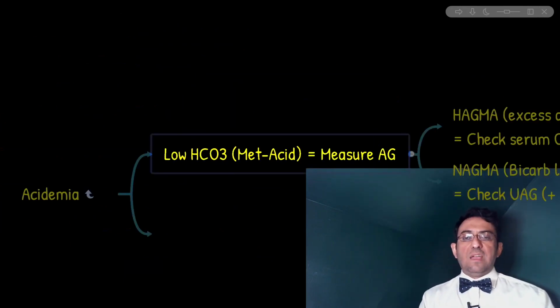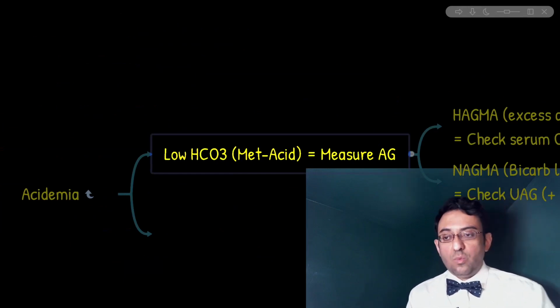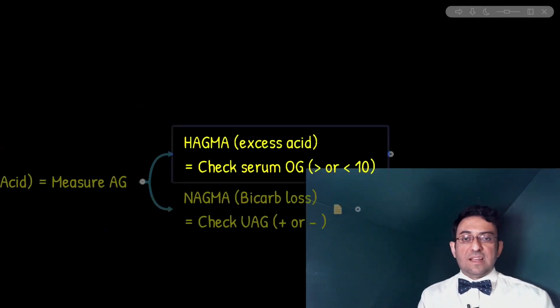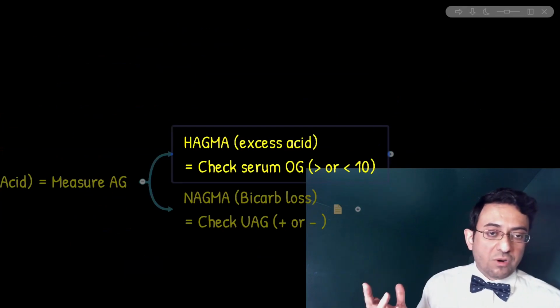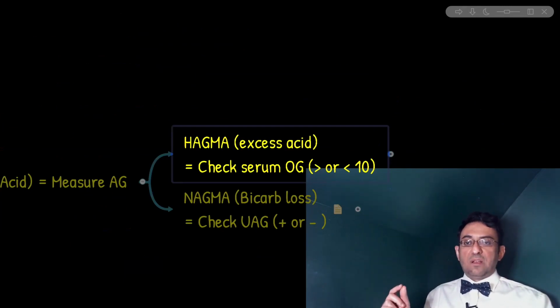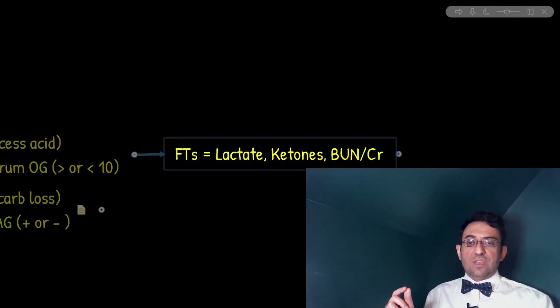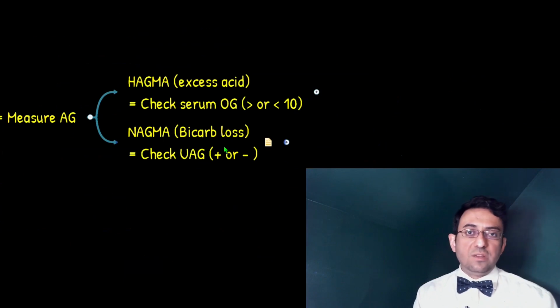Case: you have a patient with metabolic acidosis as evidenced by pH less than 7.35 and bicarbonate less than 22. What is the next step? The next step is measurement of anion gap. If anion gap is increased more than the reference range that you are provided, which is usually between 10 to 15, we have high anion gap metabolic acidosis. If anion gap is not increased in a patient with metabolic acidosis, you are dealing with non-anion gap metabolic acidosis.